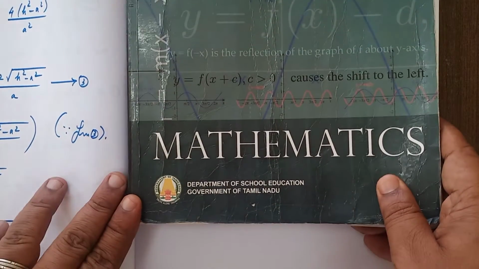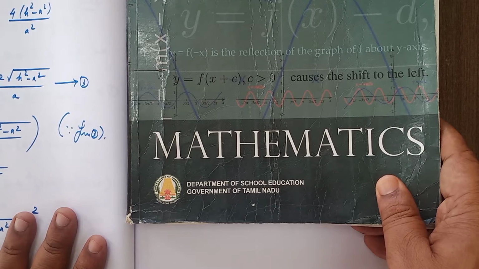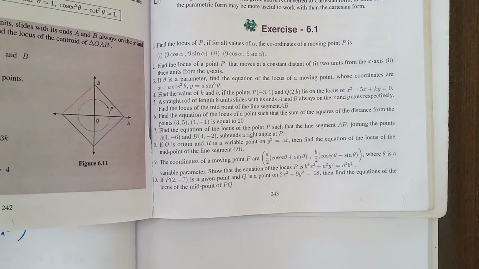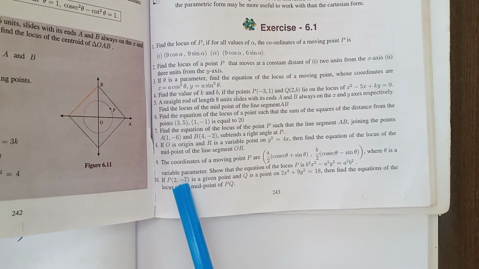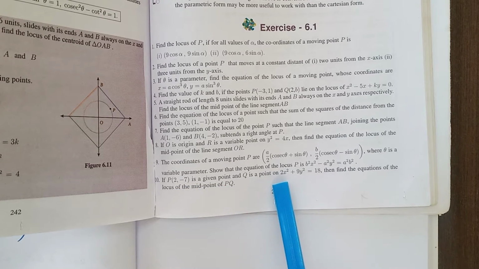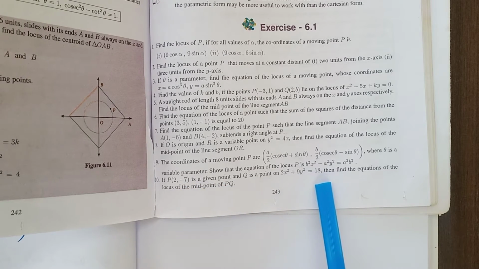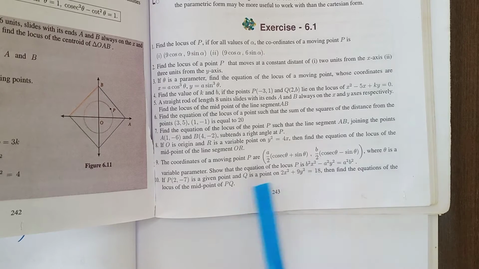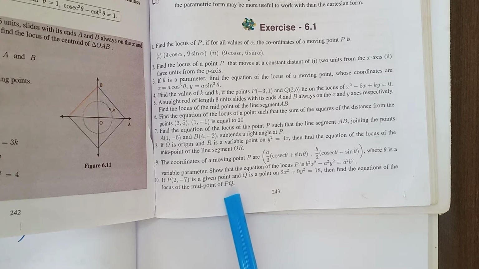11th standard mathematics, chapter number 6, continuation of exercise 6.1, problem number 10. If P(2, -7) is a given point and Q is a point on 2x² + 9y² = 18, then find the equation of the locus of the midpoint of PQ.